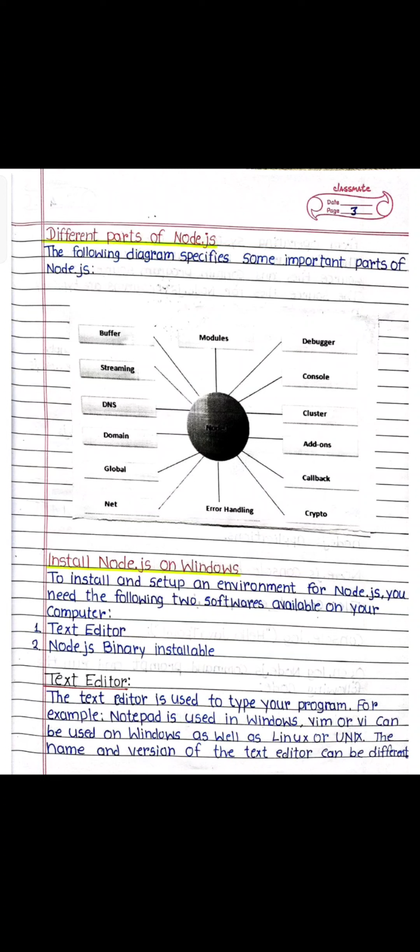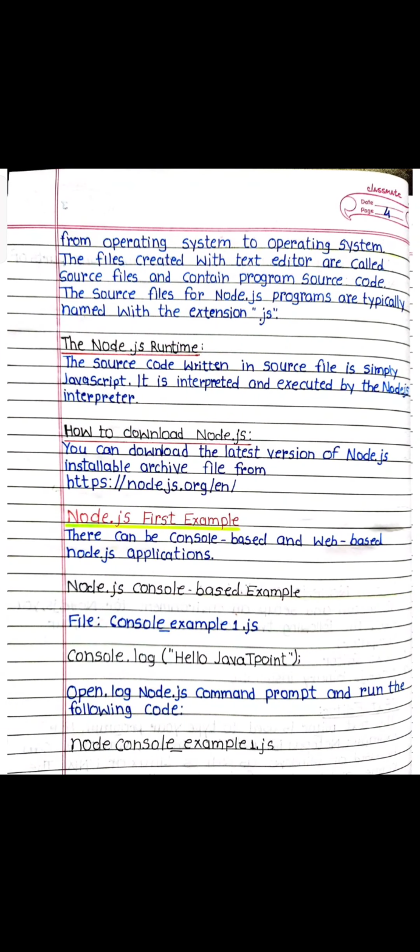Install Node.js on Windows. To set up an environment for Node.js, you need the following two software available on your computer: a text editor and the Node.js binary installer. The text editor is used to type your program. For example, Notepad is used on Windows. Vim or vi can be used on Windows as well as Linux or Unix. The name and version of the text editor can differ between operating systems.